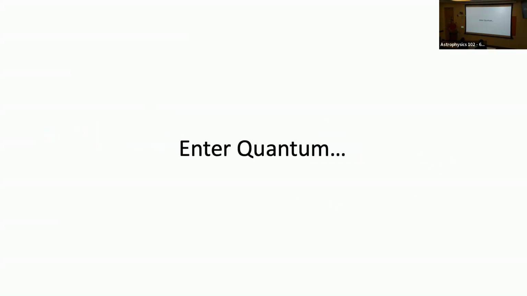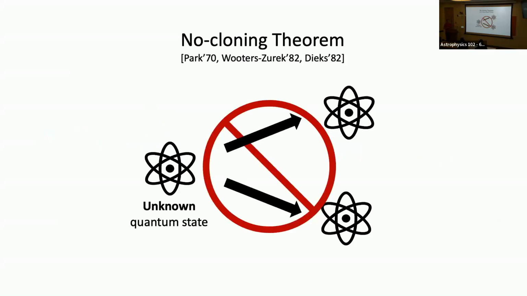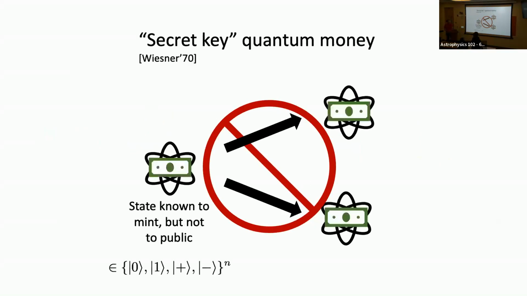Okay, but this will hopefully change once quantum enters the picture. The founding principle here is the no-cloning theorem, which says that if you are given an unknown quantum state, it's impossible for you to create two copies of that state. So around 50 years ago, Wiesner came along and said, hey, we can use this idea to build money. The unknown quantum state is now going to be the currency. The state is known to the mint because they made the money, but it's not known to the public. And because it's not known to the public, it's impossible for anyone in the public to take that banknote and create two banknotes.